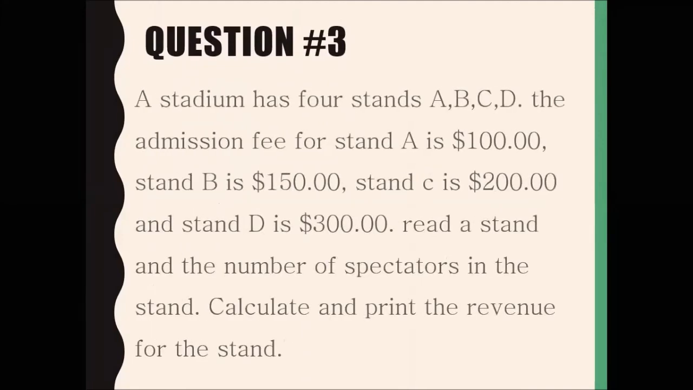All right, question number three. I think I'm going to have to switch so that we can do this question. It says, a stadium has four stands, A, B, C, and D. The admission fee for stand A is $100. Stand B is $150. Stand C is $200. Stand D is $300. Read a stand and the number of spectators in the stand. Calculate and print the revenue for the stand.